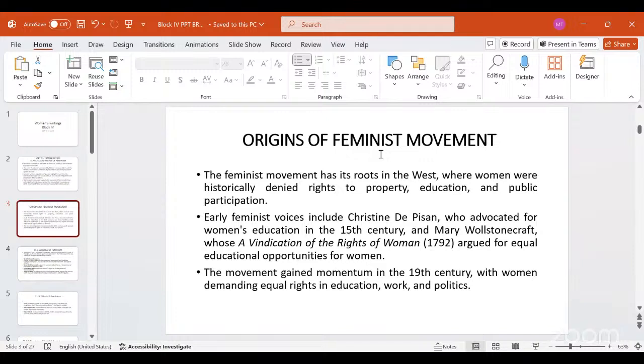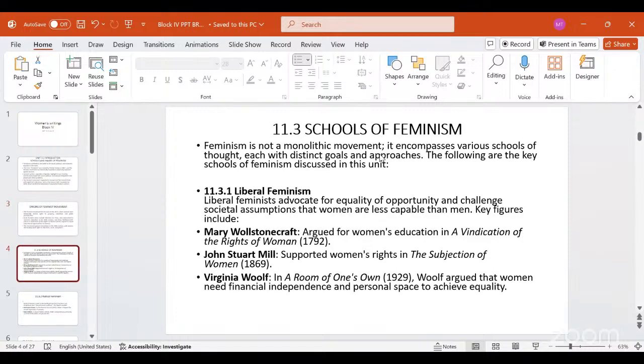And then we also see that people argued for equal educational opportunities for women, but Vindication of the Rights of Women, written by Mary Wollstonecraft, clearly established the thought that women definitely need educational opportunities, and that too not just educational, but equal educational opportunities. And we see that the movement gained momentum in the 19th century, with women demanding equal rights in education, work, and politics. So if we move on, we see schools of feminism.